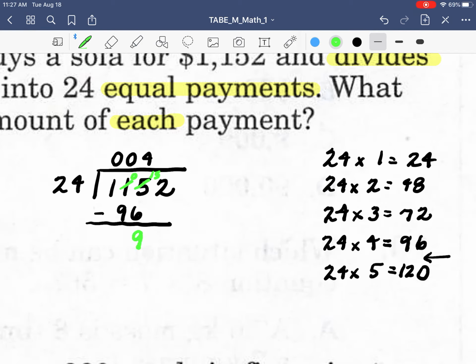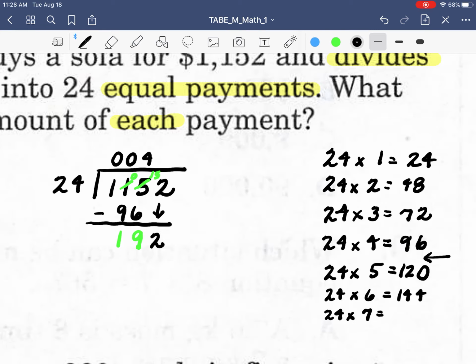15 minus 6 is 9. 10 minus 9 is 1. And then bring down your 2. 24 into 192. So I have not gone far enough, unfortunately. Sometimes it just doesn't work out the way you think it will.